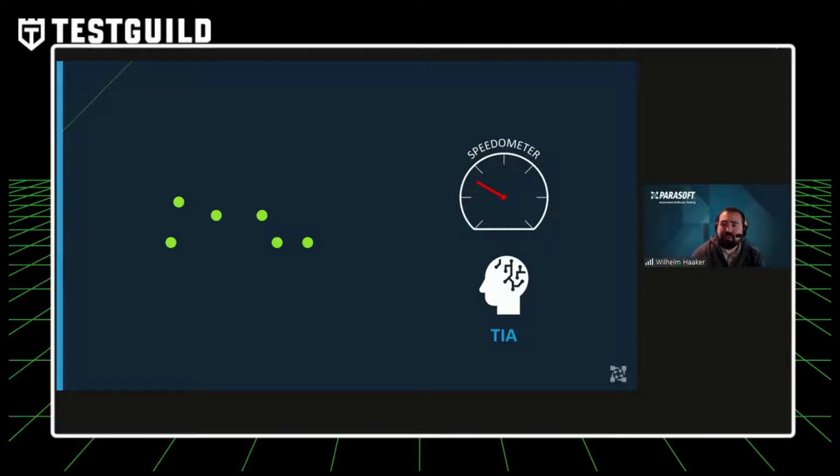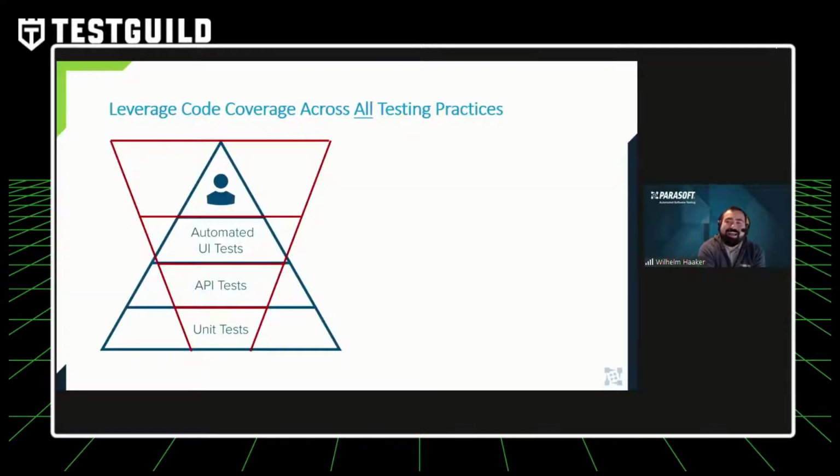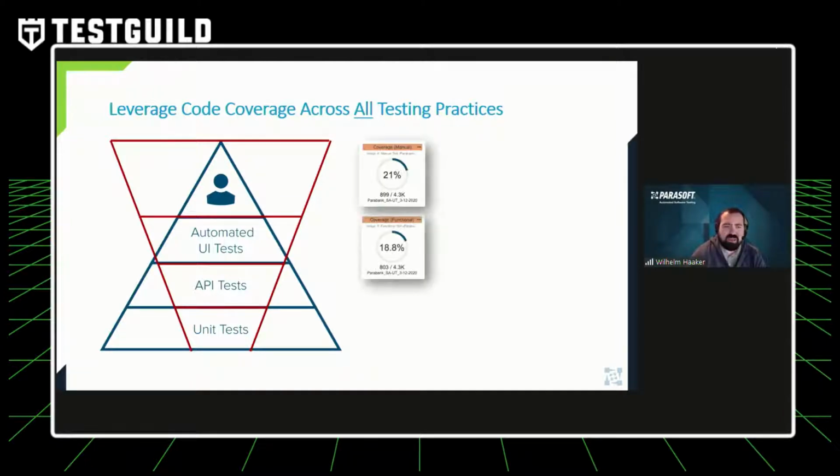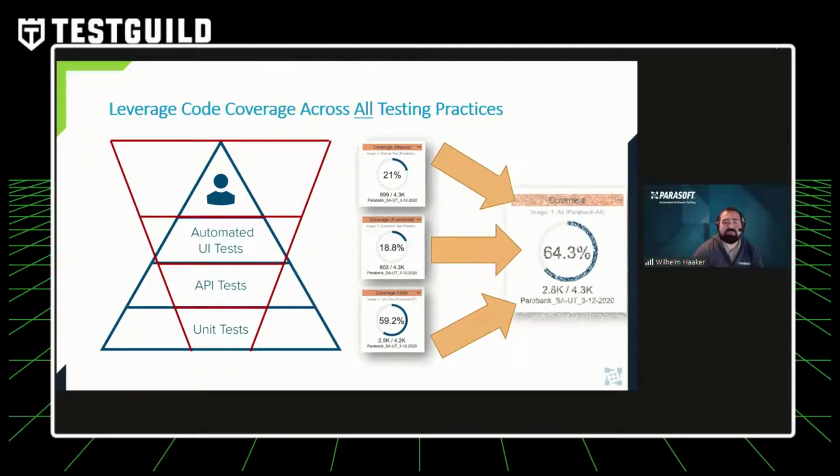And so instead of trying to run every test every single time, when we consider how code coverage can help us melt that ice cream cone, we want to look at the testing practices we have. So manual testing, functional testing, unit testing. Our platform is capable of capturing the coverage from these different layers and merging them together to give you this overall coverage value.